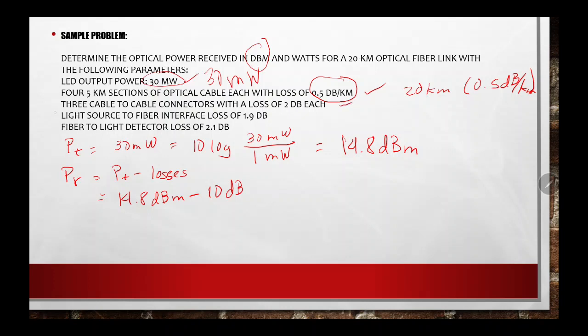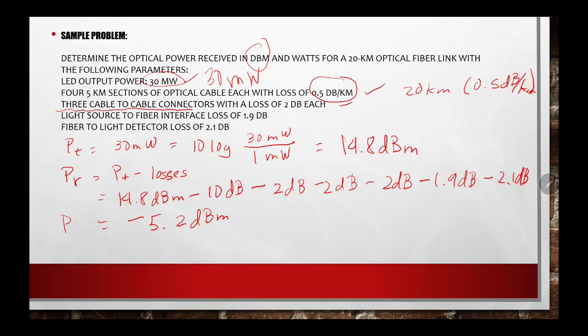Next, ano yung kasunod na loss? Meron ka daw 3 cable-to-cable connectors na may loss of 2 decibels each. So, 3, tapos bawat isa, 2 dB. Minus 2 dB, gusto mo times 3 mo na lang. And then, meron kang light source to fiber interface loss na 1.9. And then, yung last, fiber to light detector loss na 2.1 dB. So, sagot. Ano yung sagot? Negative 5.2 dBm. Ito na yung power receive mo in dBm.